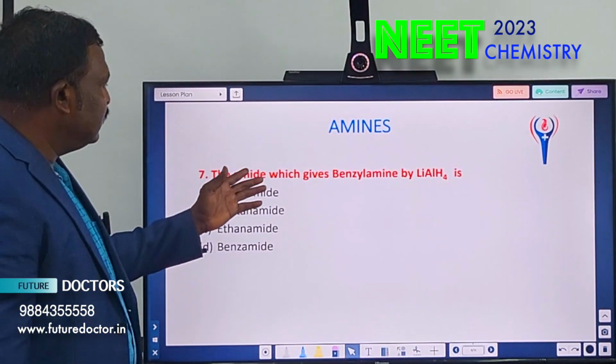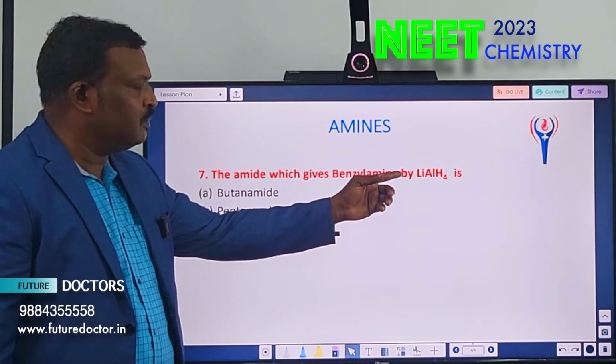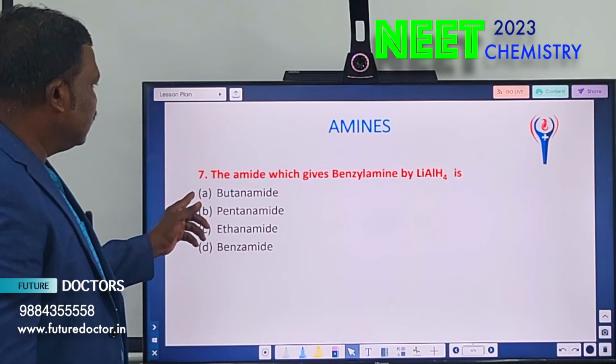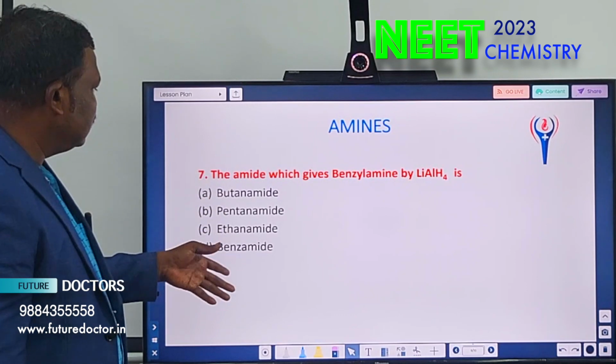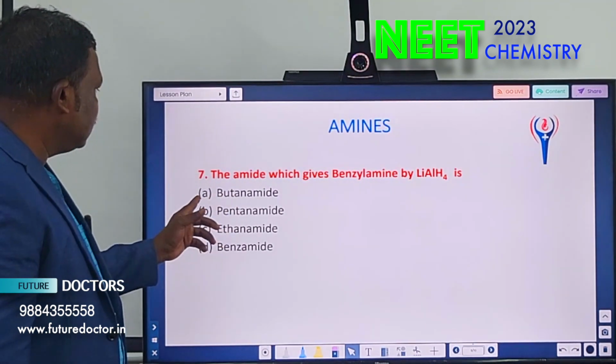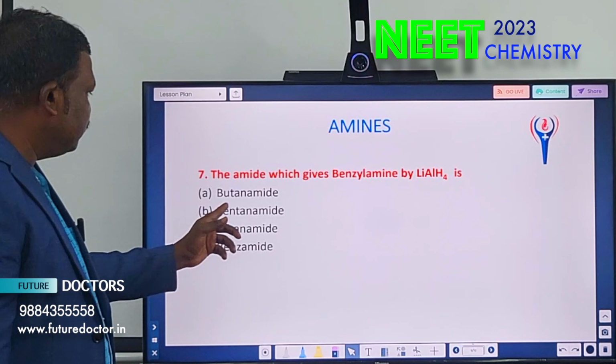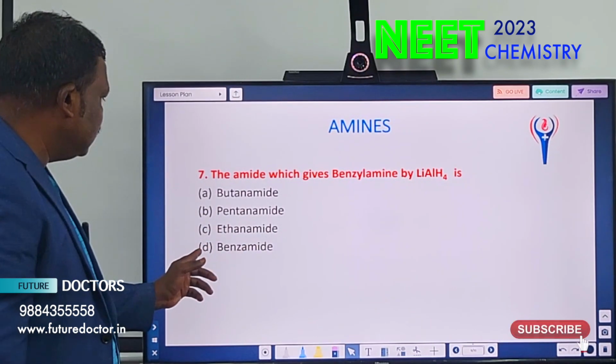Seventh one. The amide which gives benzylamine by lithium aluminum hydride is dash. Okay, they are asking only for the amide. You have to find out which amide is the correct answer. Option A, butanamide. Option B, pentanamide. Option C, ethanamide. Option D, benzamide.